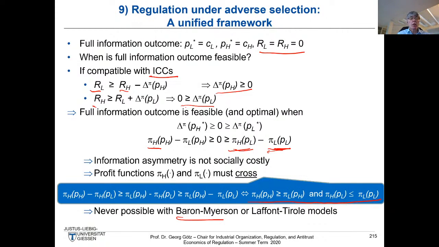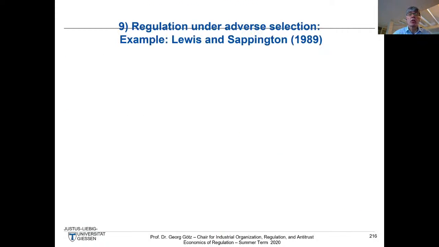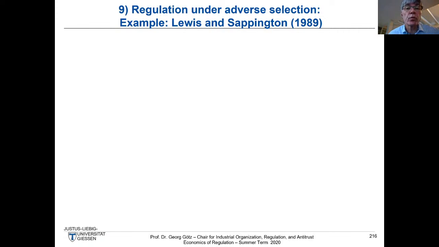Why is it not possible? With Baron-Myerson, the low marginal cost, of course, always has a higher profit, given the fixed cost, than the high marginal cost. Okay, it never holds in Baron-Myerson. It also does not hold in Laffont-Tirole because the firm which has a lower investment cost or a lower effort for a given marginal cost realization will always have a higher profit. Okay, it's not possible with Baron-Myerson and it's not possible with Laffont-Tirole, but it's possible with the VIII models, and I think that's what we turn to next.